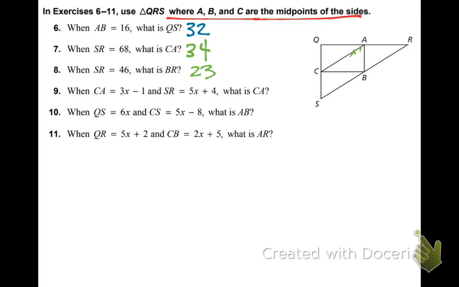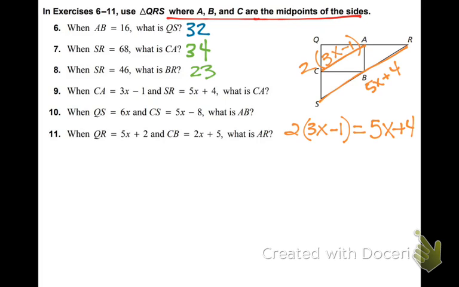All right, the next one, what letters did it give me? CA. And then it gave me SR again. So before, this was simpler. The difference now is there's algebra to it. CA is 3x minus 1. And then SR is 5x plus 4. Do these lines look like they equal each other? No, they don't. But you know that the mid-segment times what is going to equal that outer? Times 2. So you know that 2 times 3x minus 1 is going to equal 5x plus 4.